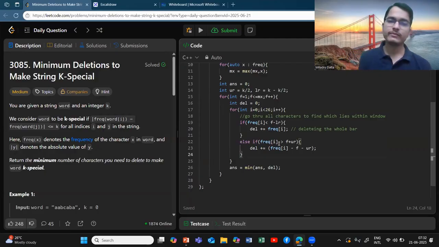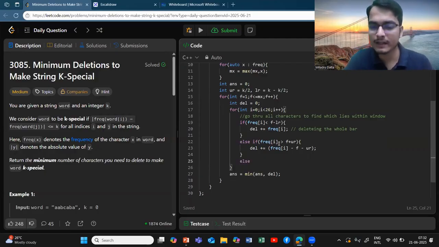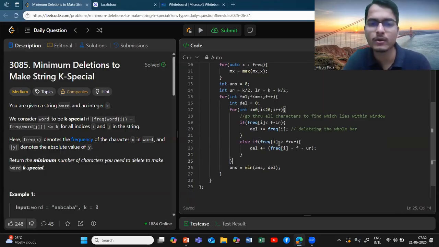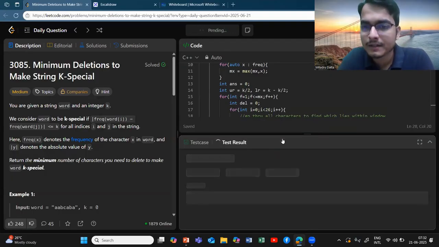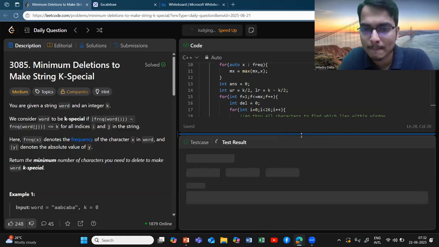And else, we do nothing, right? Else do nothing, because we don't need to delete any character. It lies within my window. If these two conditions are not satisfied, it means that it lies within my window, and all we do is just return answer. That's all we need to do. Okay, let's try to run it and check if it works, or did I make some mistake.